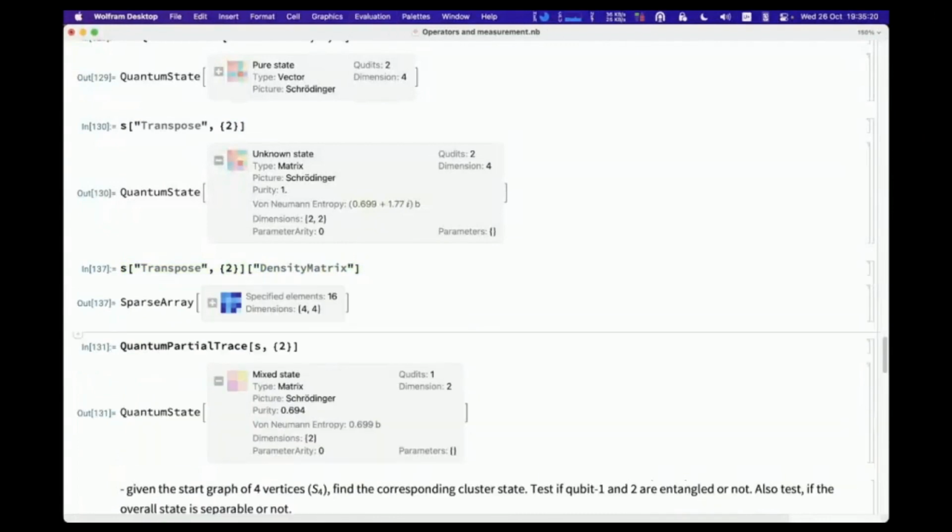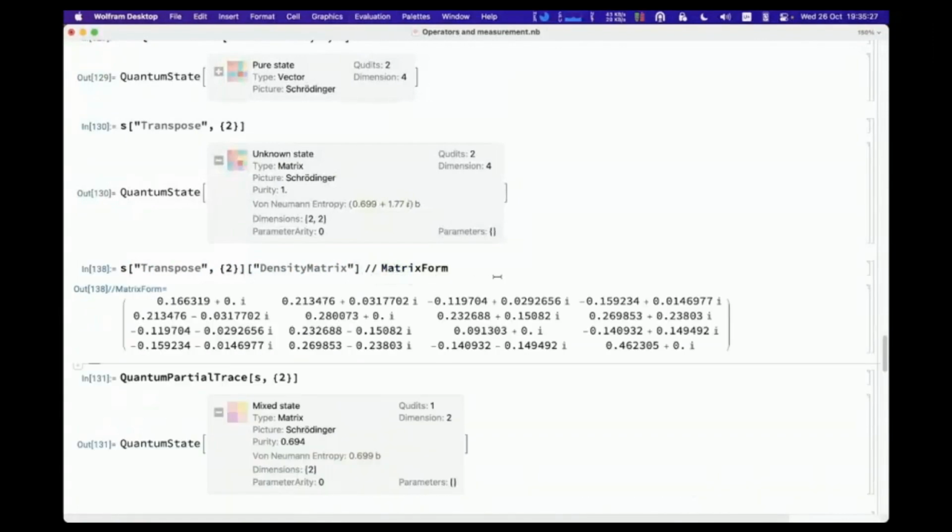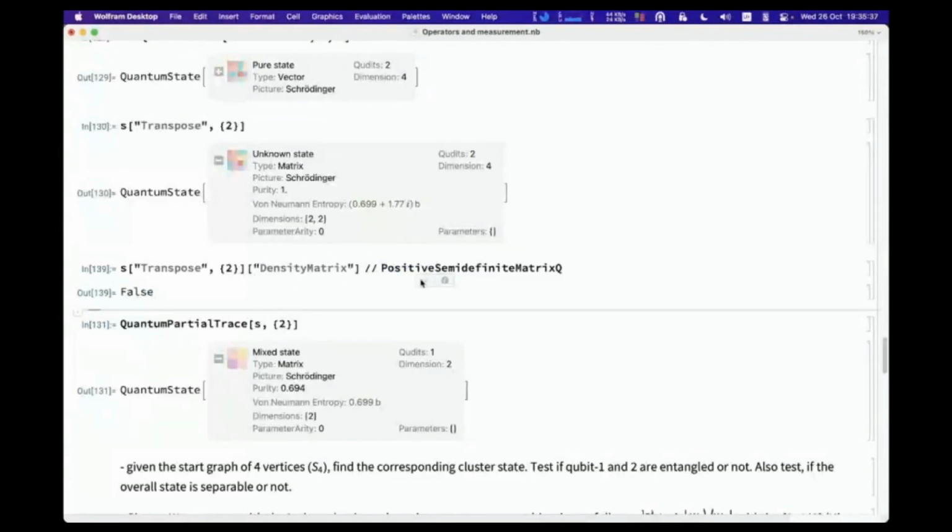It's just not physical. It's what we call positive semi-definite. So you see, it's not positive semi-definite, so it doesn't represent an actual quantum state, and that's why the entropy is complex.